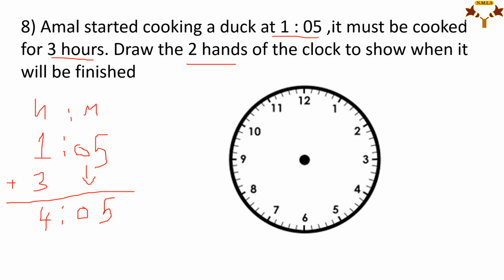We want to draw the two hands, short hand for hours and long hand for minutes. At first we will start with short hand. We will draw short hand at 4. Okay? And we want to get 5 minutes, then we will draw long hand at 1 to get 5 minutes. Okay? Then it will be 4 and 5 minutes.